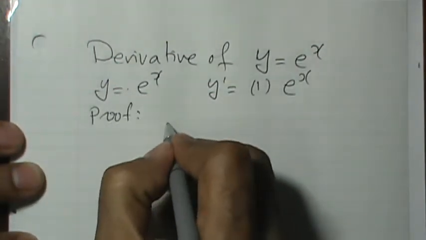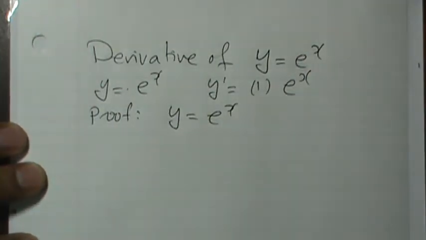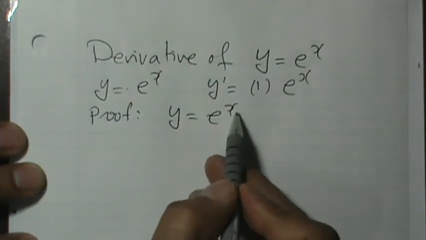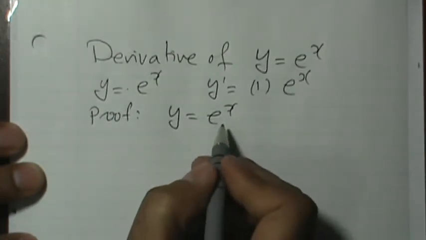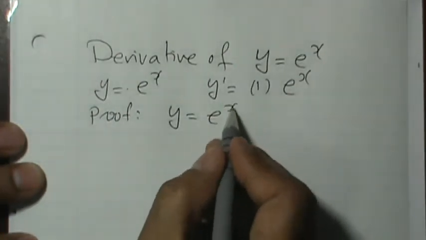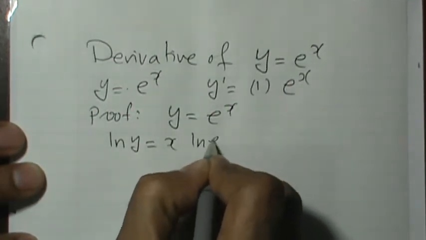So let me write again y equals e to the x. In order to prove this, we take the natural log of both sides in order to bring the exponent down, to prove that the derivative of e to the x is e to the x. So when we take the ln of both sides, we bring the exponent down, and we have ln y equals x ln e.